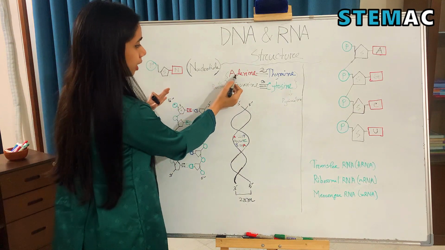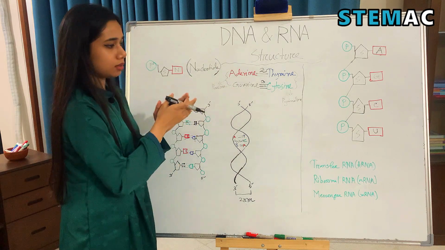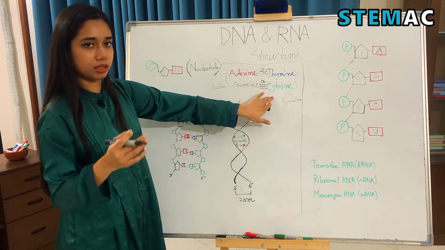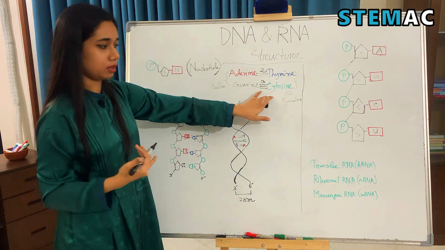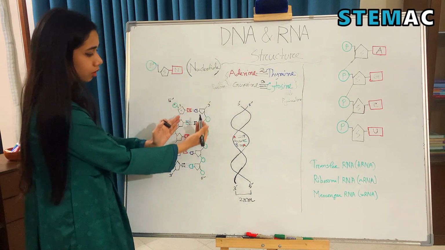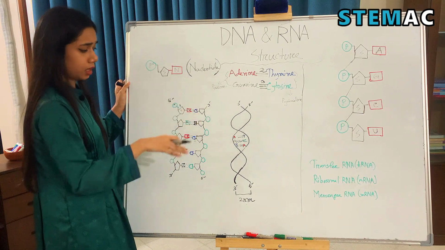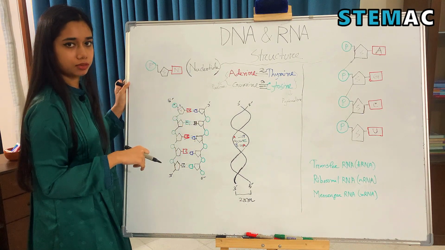If we were to put adenine and guanine together, we would require a distance more than 2 nanometers, and in case of thymine and cytosine, we would require a distance less than 2 nanometers. So it will hinder the formation of the double helix of DNA.